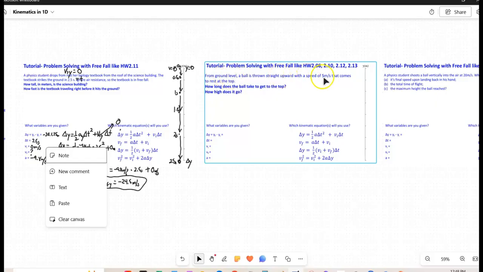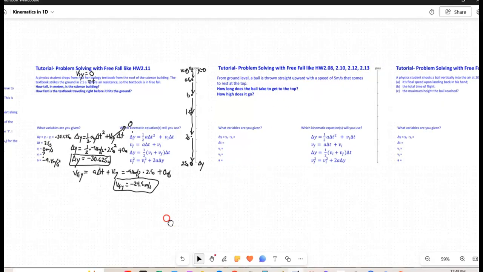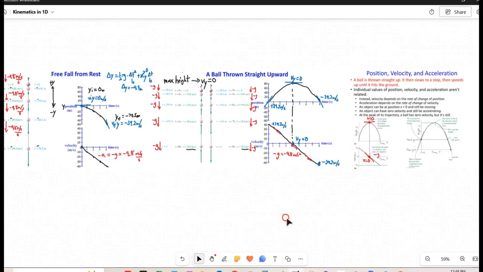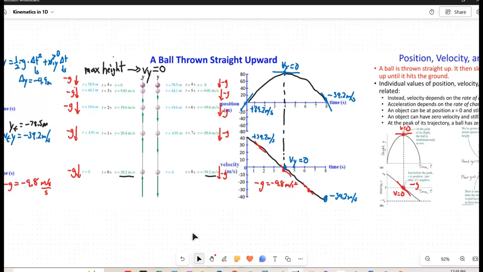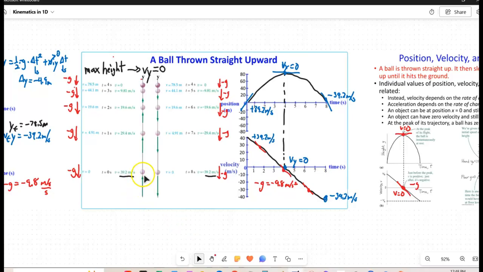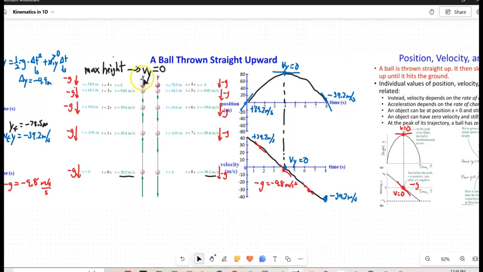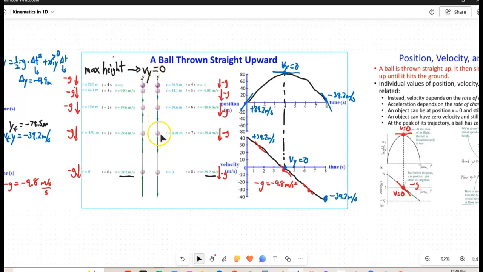Thrown straight upwards with a speed of 5.85 meters per second. So we have to know some things. Again, we have to remember things that happen here. When you throw a ball upwards, it's slowing down as it's moving to its maximum height. And at its maximum height, its velocity is going to be 0. And now it's going to turn around and speed up as it's falling back downwards. And when you catch it in your hand, it's going to be traveling at the same speed downwards as it was traveling upwards.